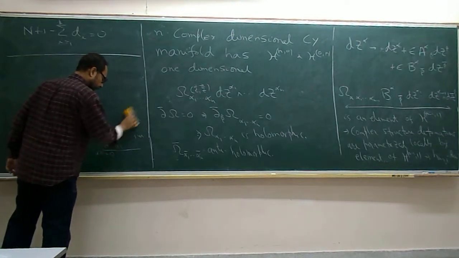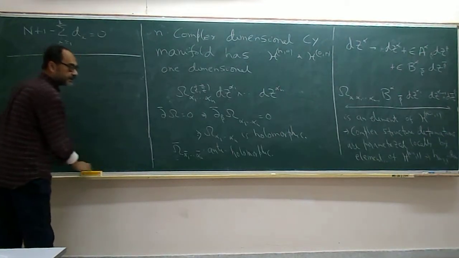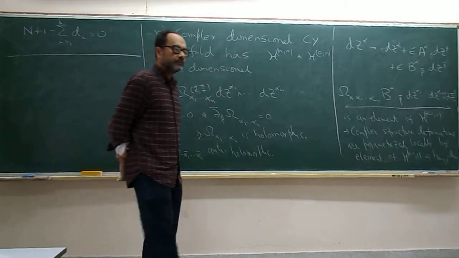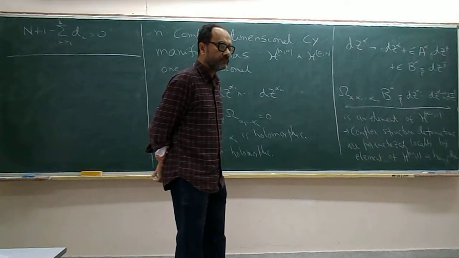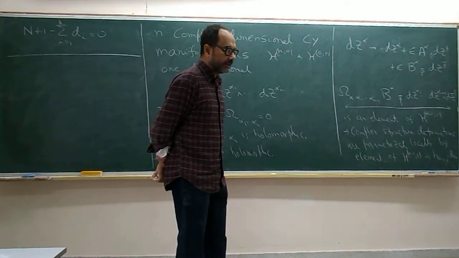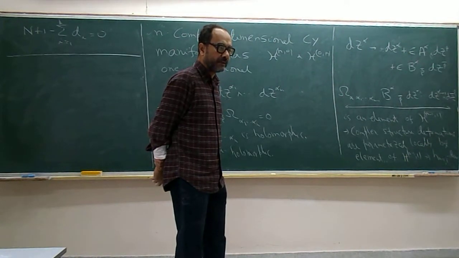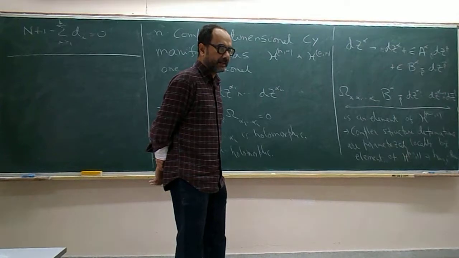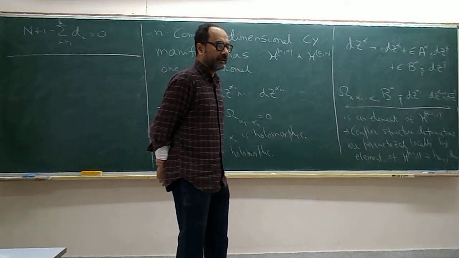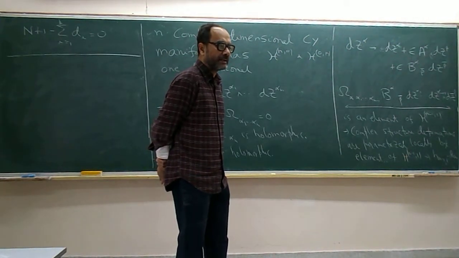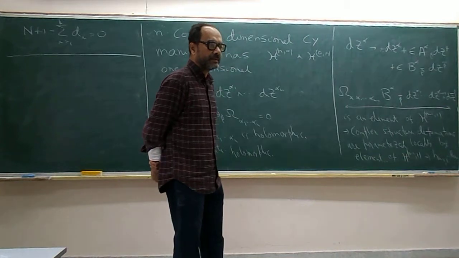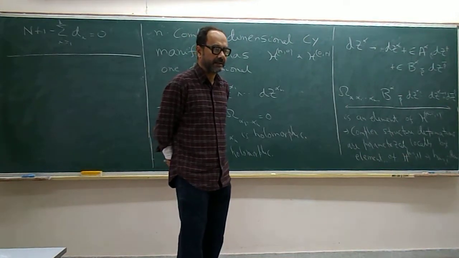So this omega, is it globally proportional to the epsilon tensor for the holomorphic indices? Yes, it's proportional to the epsilon tensor, but the overall multiplicative factor can depend on Z. Exactly, because it has to be the case. Otherwise, what else can it be? Yes, it's totally antisymmetric in all the holomorphic indices.